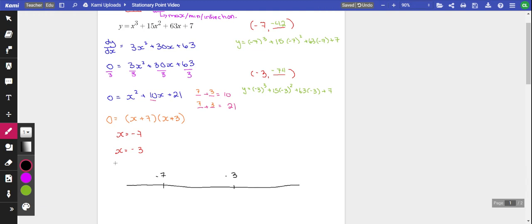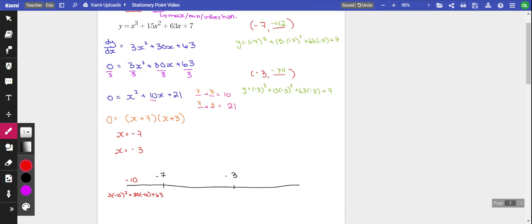So now we're going to put test values into our slope to see what was happening before I got to this turning point. Was I increasing or was I decreasing? So we can choose any number that's less than negative 7 to see what was happening on this side of our graph. I don't know, let's go negative 10. And we're going to put that into our derivative. So we're going to go 3 negative 10 squared plus 30 negative 10 plus 63.